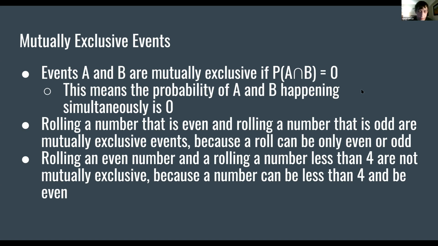Rolling an even number and rolling a number less than 4 are not mutually exclusive because a number can be less than 4 and be even. That would be 2. 2 is less than 4 and it's even. So these are not two mutually exclusive events. Does that definition make sense to everyone? All right, we will do some practice with this.